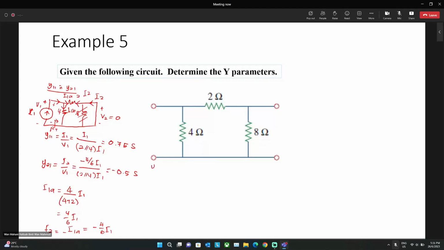Untuk cari Y12 and Y22. Macam mana nak buat? Depan kita short, belakang pula kita sambung dengan current source. Okay, so circuit kita sekarang jadi macam ni. 2, 4, 8. Dan sini I2. Voltage across is V2. V1 right now is 0. And this is I1. Okay.